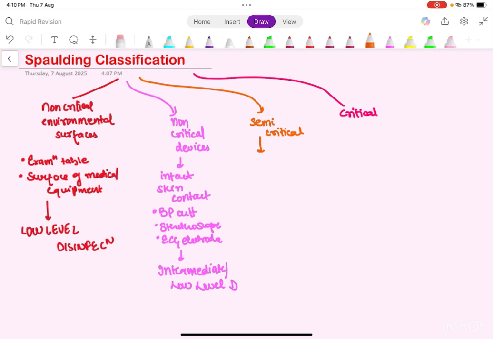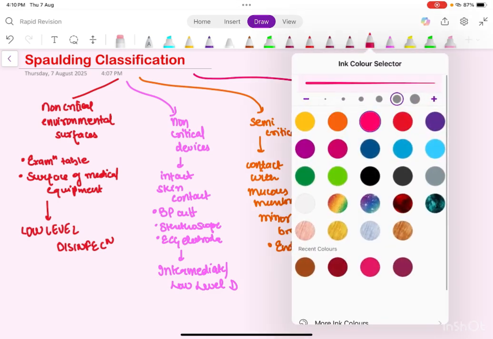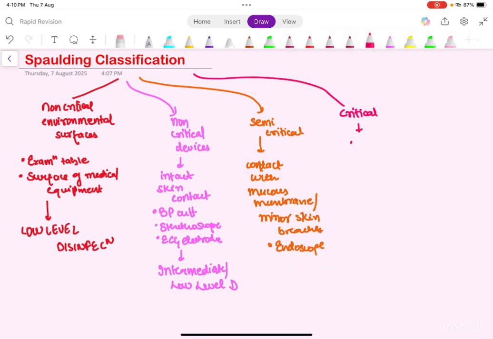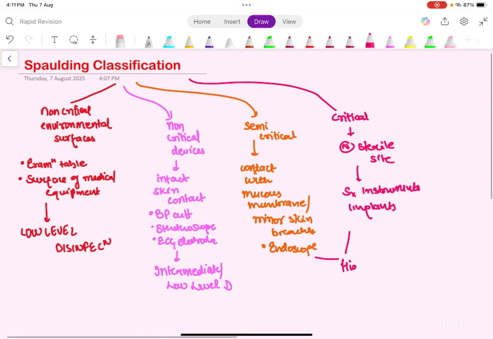Okay, then coming on to semi-critical. Semi-critical is where there is contact with mucous membrane, or there are minor skin breaches. Example, endoscope. Then coming on to the critical. In this there is contact with a normally sterile site. Examples are surgical instruments, implants, and so on. Both of these require high level disinfection.